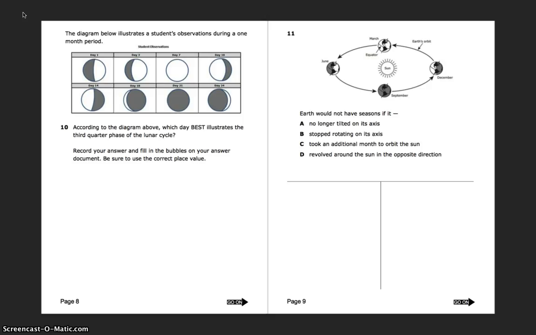The diagram below illustrates a student's observation during a 1-month period. Number 10. According to the diagram above, which day best illustrates the 3rd quarter phase of the lunar cycle? Number 11. Earth would not have seasons if it A. No longer tilted on its axis. B. Stopped rotating on its axis. C. Took an additional month to orbit around the sun. D. Revolved around the sun in the opposite direction.